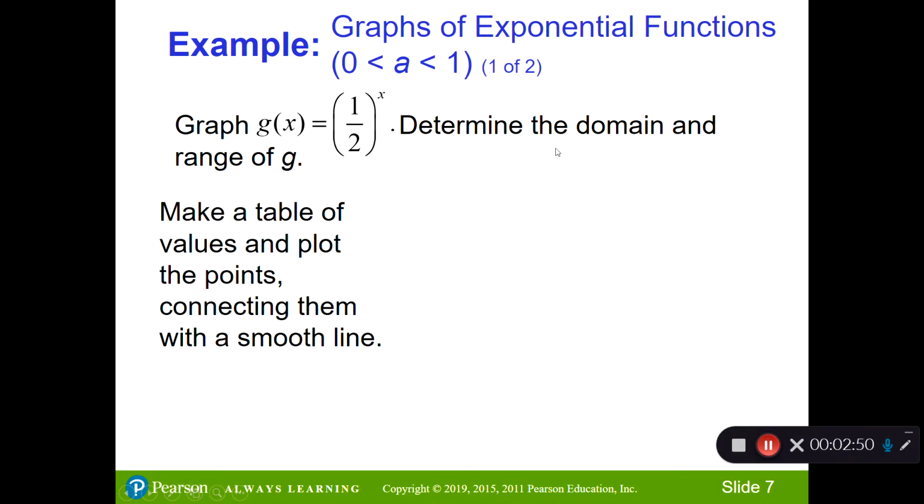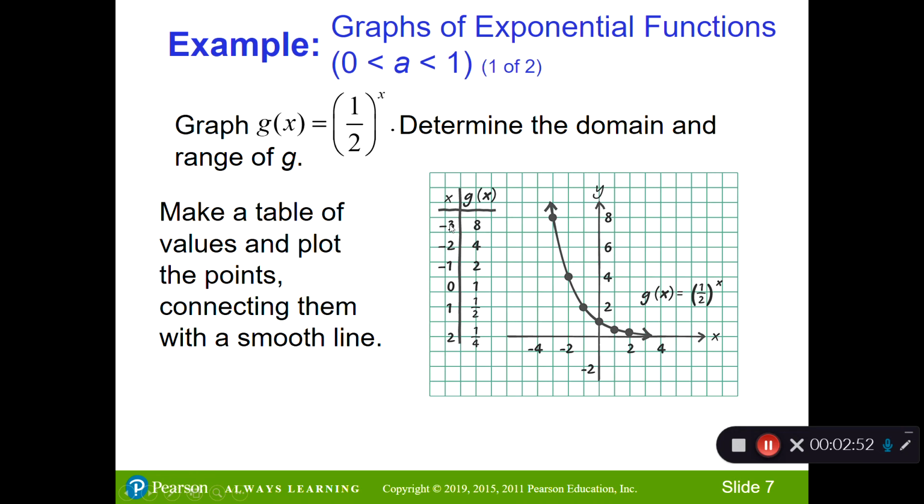Let's do the same thing with 1/2 to the x. So again, we're going to plot a table of values. If I do 1/2 to the negative 3, that would be 1 over 1/2 cubed, or 1 over 1 cubed is 1, 2 cubed is 8. And then, of course, when we divide by a fraction, we invert and multiply, so it becomes an 8.